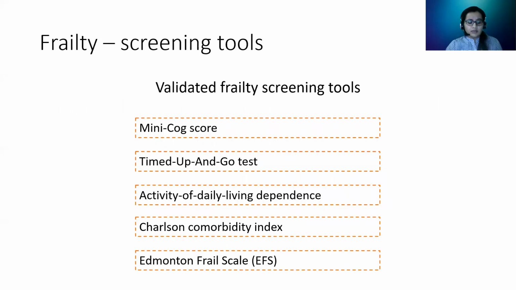There are several other validated frailty screening tools available, like Mini-Cog, SCORE, Dark Test, Activities of Daily Living Dependence. This is what we have already discussed. Others are the Charlson Comorbidity Index and the Edmonton Frail Scale. Single frailty scores have no predictive value for morbidity and mortality.